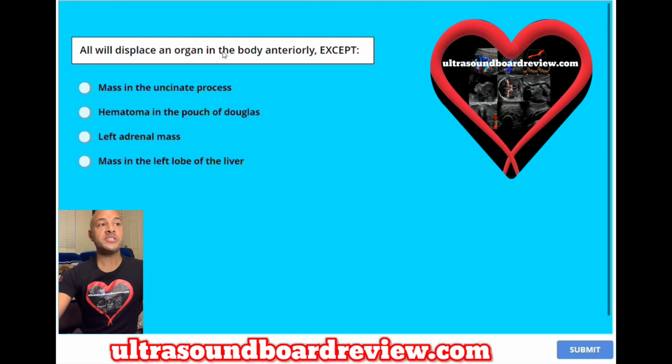Question 141. All will displace an organ in the body anteriorly except A, mass in the uncinate process, B, hematoma in the pouch of Douglas, C, left adrenal mass, or D, mass in the left lobe of the liver. The answer is D, mass in the left lobe of the liver.